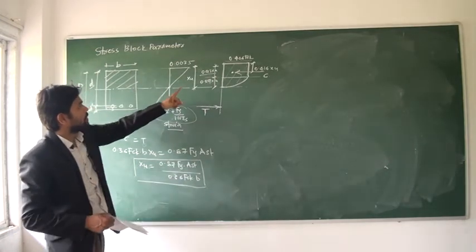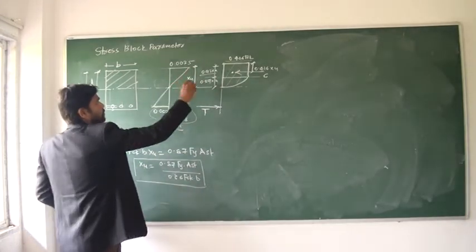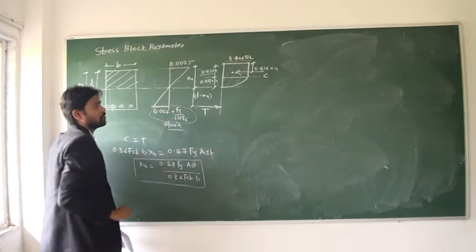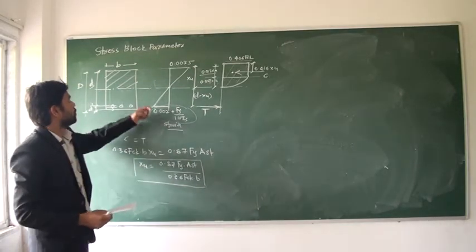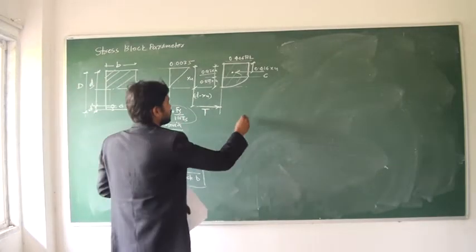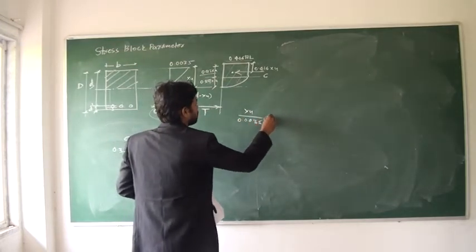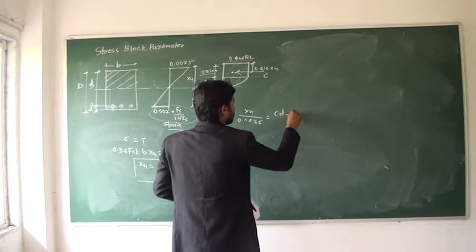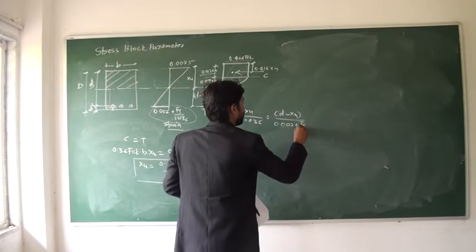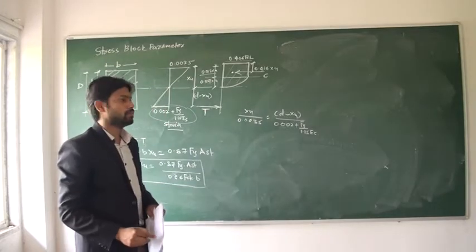Now for that, how will you calculate the depth of neutral axis? So this is xu, the neutral axis depth, and this will be d minus xu, because the total depth is d. Now if you apply the similar triangle principle, 0.0035 divided by xu is equal to d minus xu divided by 0.002 plus Fy divided by 1.15 Es.